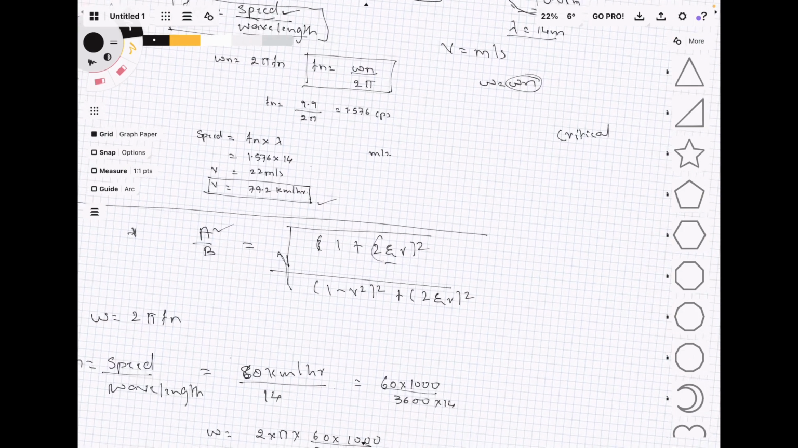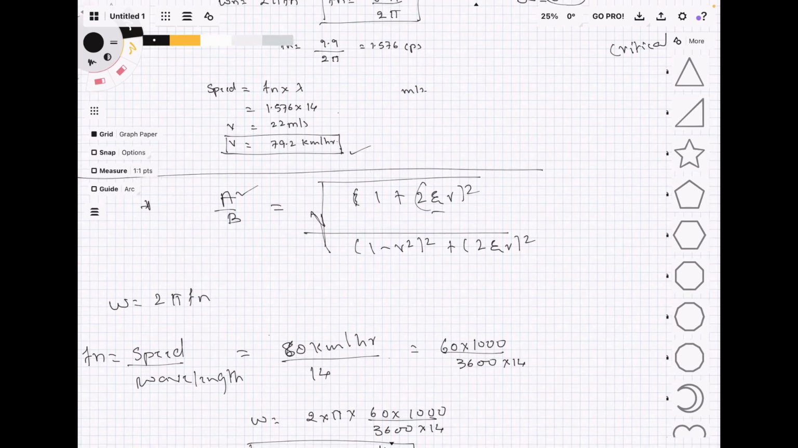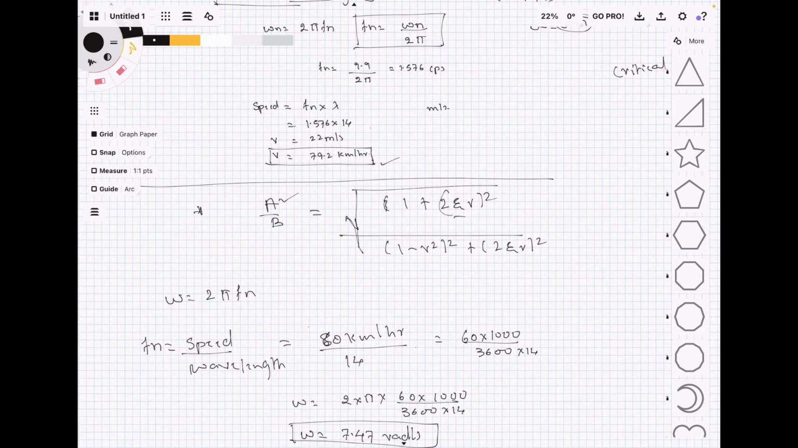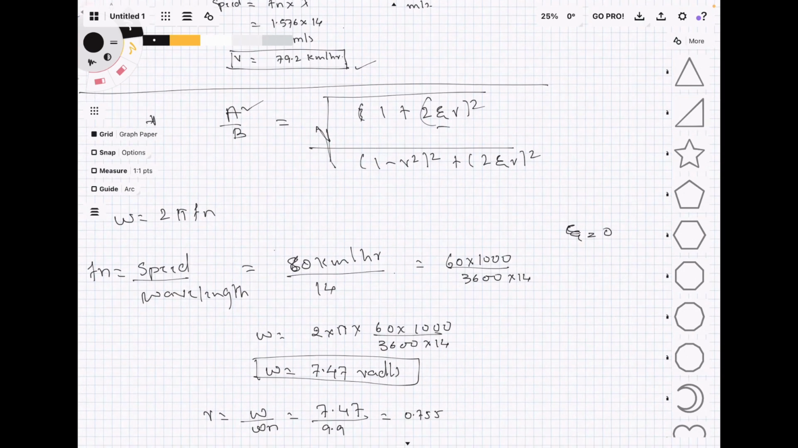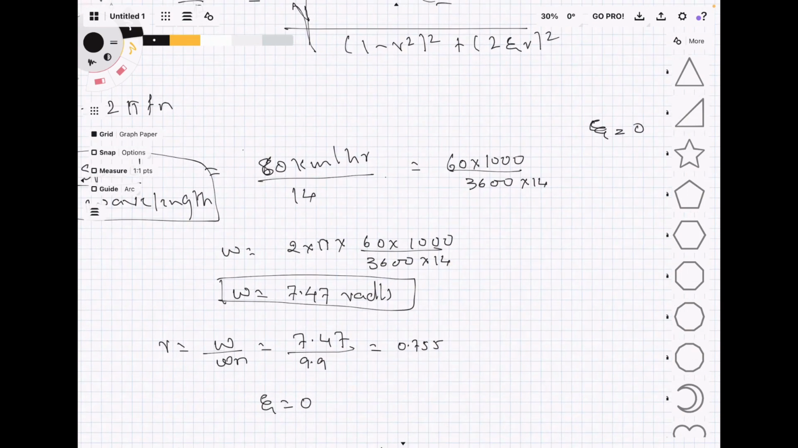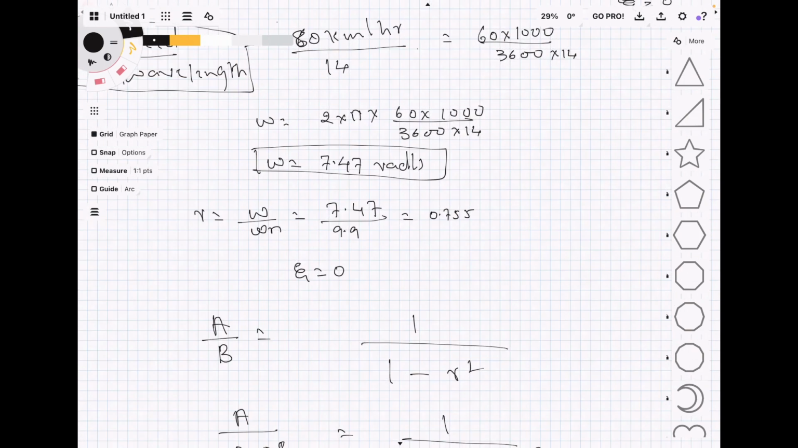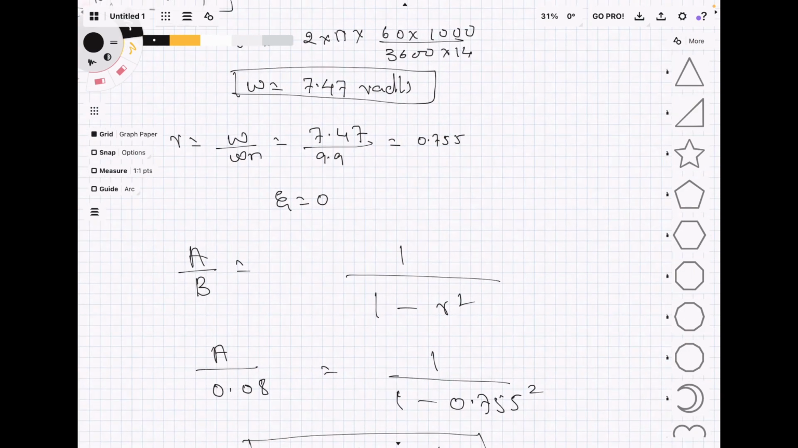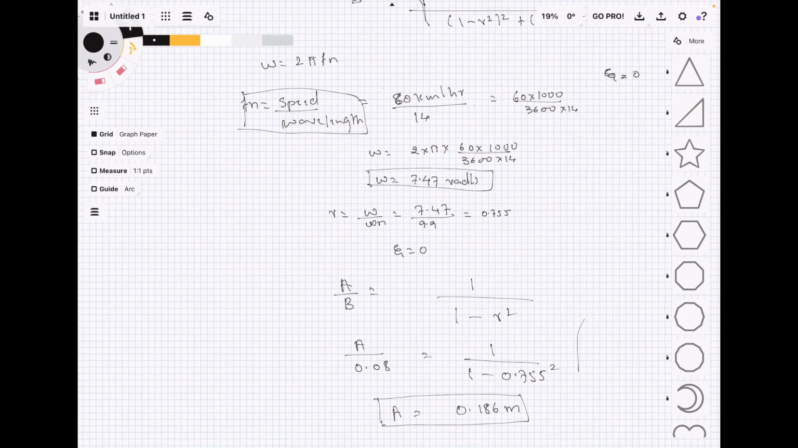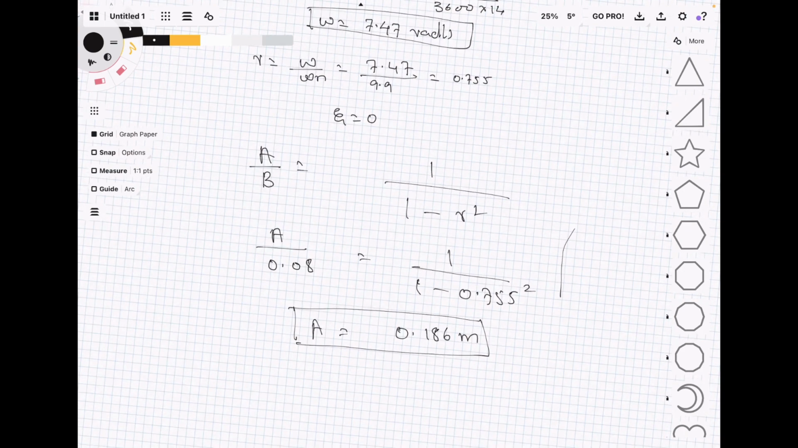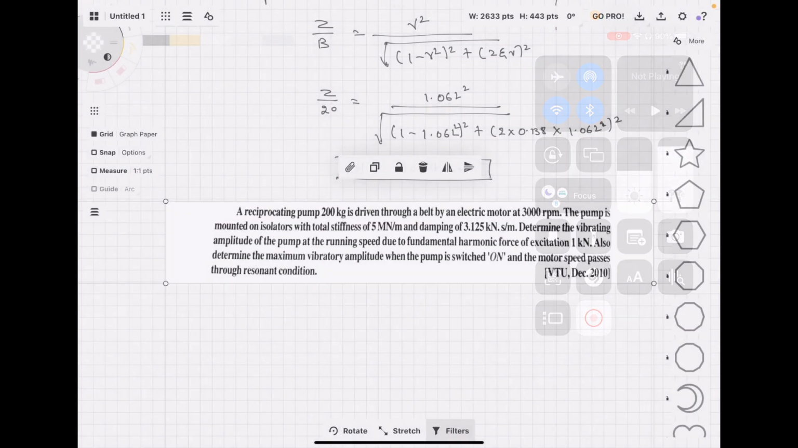In the second case they have given the speed and asked to find out the amplitude. In that case, as there is no C value and no dashpot present, only the spring is present, zeta is assumed to be 0. We'll be finding out the value of R through this formula, and we got the value of R as 0.755 and zeta equal to 0. In that case A by B will give A equal to 0.186 meter. I hope things are clear now.